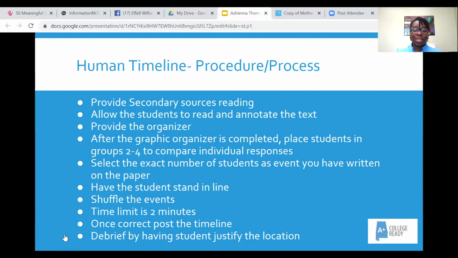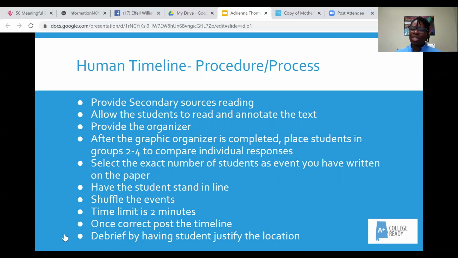Once the time is up, then you will see if their timeline is correct. Now, if their timeline is not correct, at this time, you can choose another 5 or 10 students, depending on the events. You give them 2 minutes or however long you feel. They have an opportunity to place the events in order. If theirs is correct, then as a class, you're going to post your timeline.